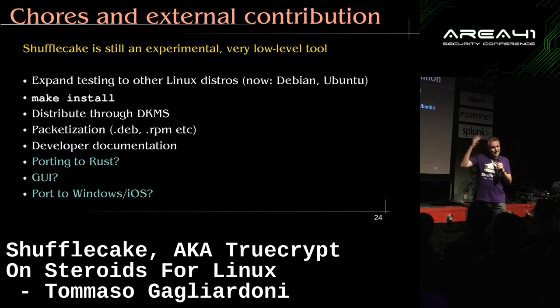There are also some dreams that we have, but for this we will need some more time and maybe some external help. Right now this is all written in C. We would like to port it to Rust at some point, adding a graphical user interface like VeraCrypt, for instance, and maybe at some point also port it to Windows and iOS, because a large user base still uses inferior operating systems. Okay.